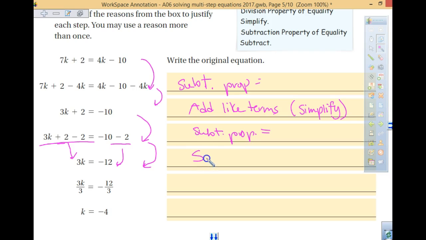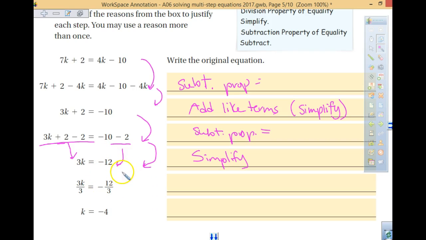Yeah, you're just simplifying. You're adding like terms, right? So all we did was add -2 and +2. This actually does have a property. It's called the addition property of adding opposites, and that gives us 0, but we don't have to worry about having that one up here.